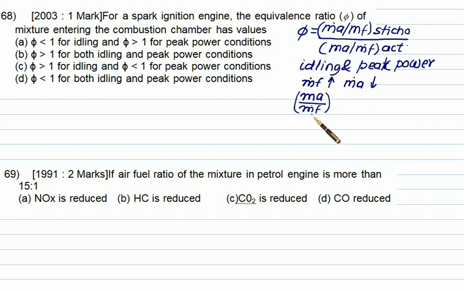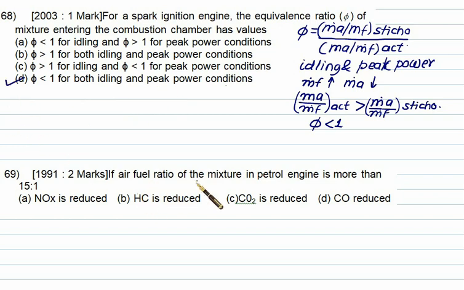because the mass of fuel is more, is less than mass of air upon mass of fuel, stoichiometric. So in this case, the denominator is more as compared to the numerator. We have phi value less than 1. That is, for idling and peak power, we have equivalence ratio phi less than 1. So in this case, choice D, which is phi less than 1 for both idling and the peak power condition, is the correct choice.